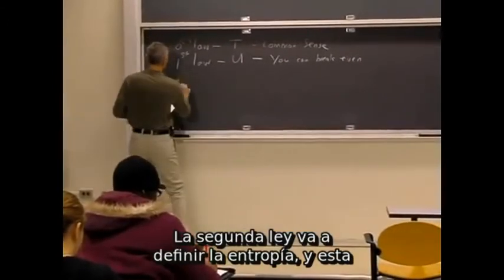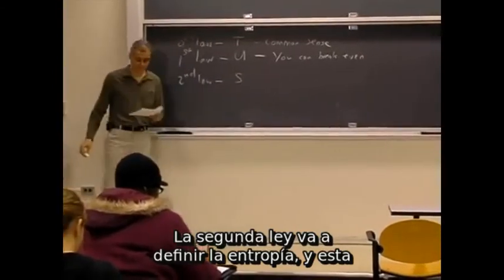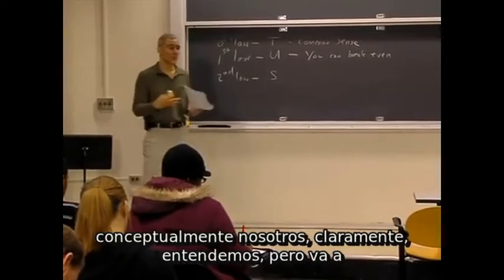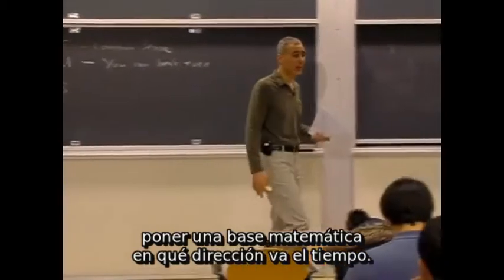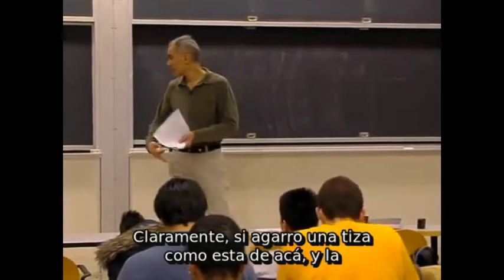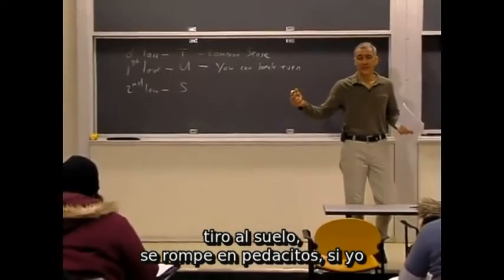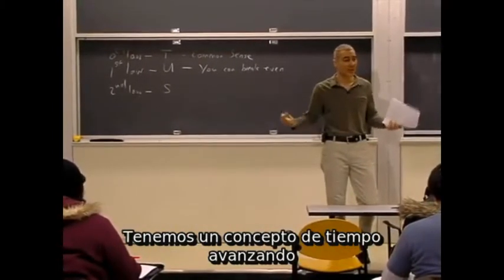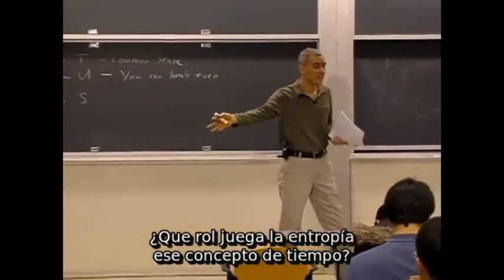The second law is going to define entropy. And it's going to tell us about the direction of time, something that conceptually we clearly understand, but it's going to put a mathematical foundation on which way time goes. Clearly, if I take a chalk like this one here and throw it on the ground and it breaks into little pieces, if I run the movie backwards, that doesn't make sense, right? We have a concept of time going forward in a particular way. How does entropy play into that concept of time?